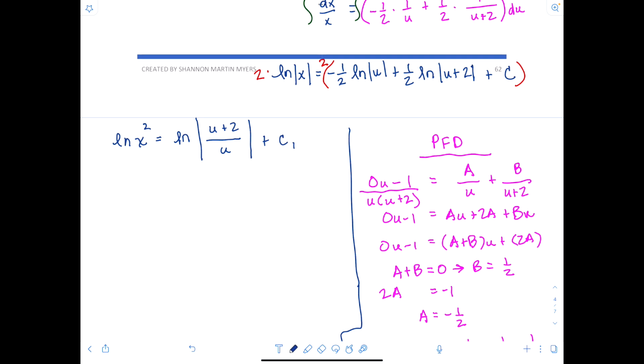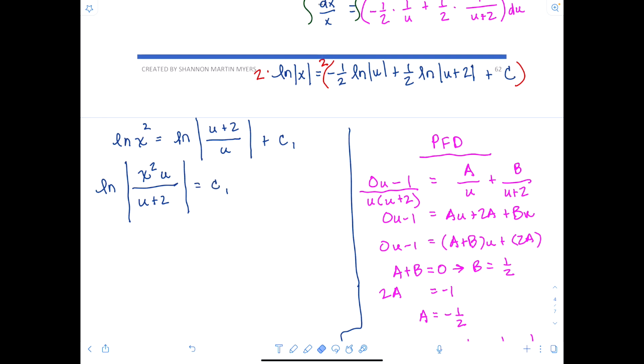And then getting all the natural logs together and bringing them together, we'll have natural log of absolute. The fraction will flip because we'll be subtracting the natural log on the right hand side. So it'll be x squared times u over u plus 2. Cool. And then that'll equal our C1.